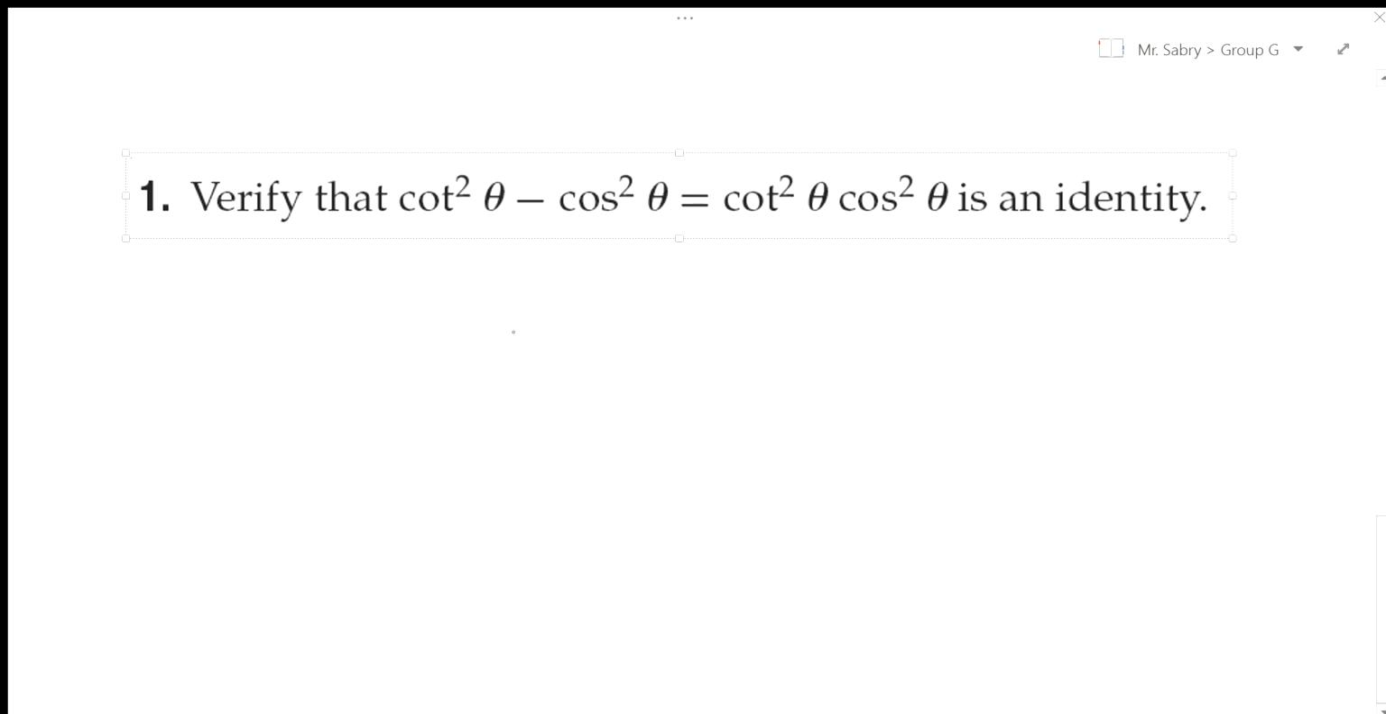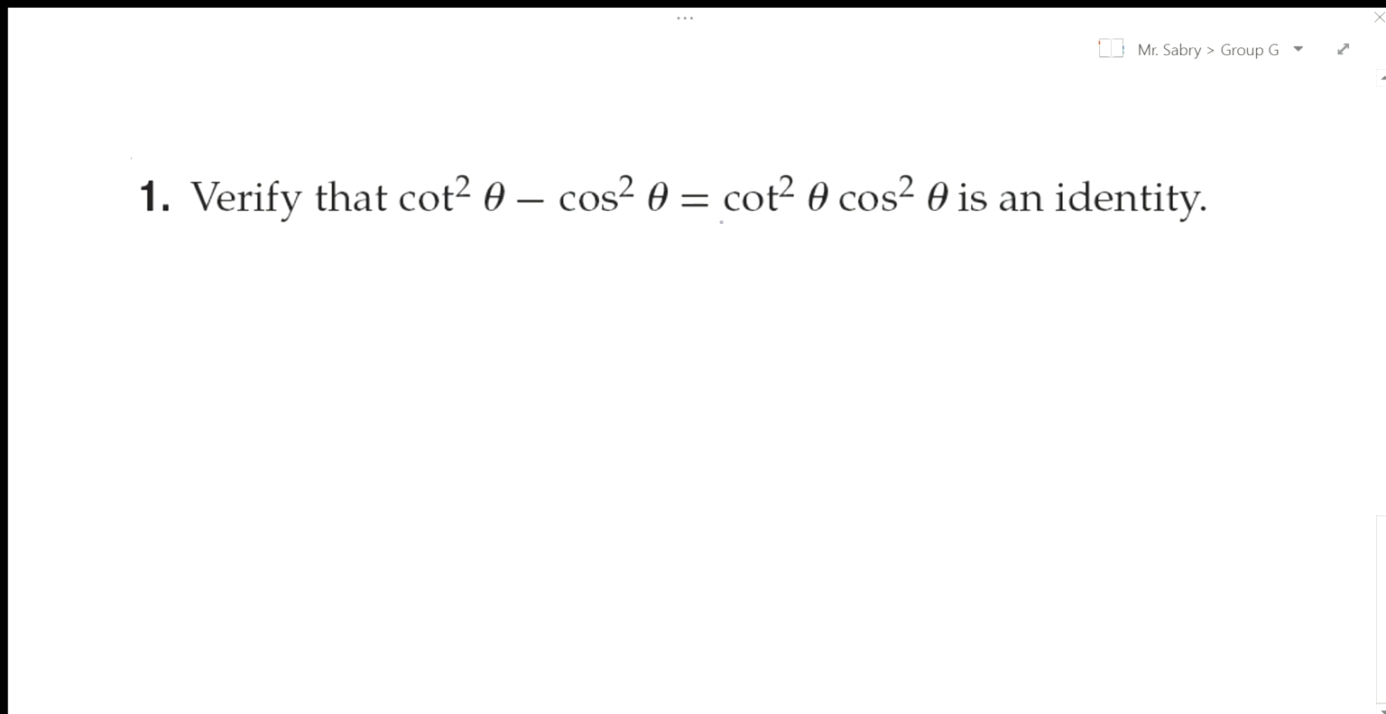Well, these kinds of questions are a bit different because now we have two sides of an equal sign. We have things on the left side and things on the right side, and what we're trying to do is verify that this is already an identity, which means we're trying to verify that the left and right side are equal to each other.